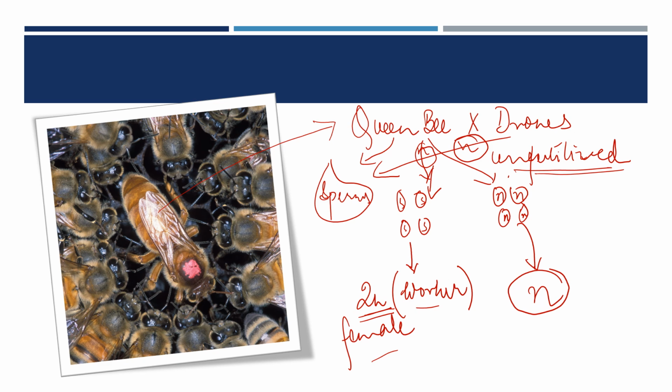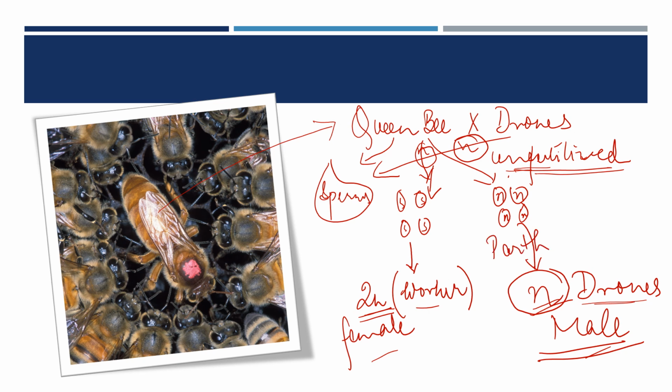Those are drones, and drones are always male. There is no question of females when there is a haploid number of chromosomes. So just make it clear. I hope I have tried my best to make it clear. When these unfertilized eggs develop into individuals, they are drones, and this process is called parthenogenesis.